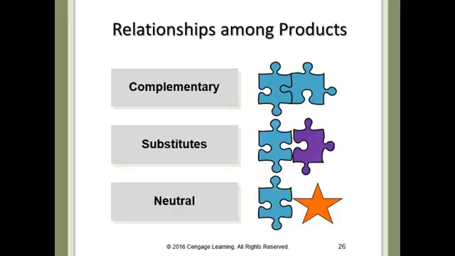The third one is neutral. A neutral relationship can exist between 2 products, which simply means that demand for one of the products has absolutely no impact on demand for the other product. Be aware of the different relationships that are available within product line pricing.